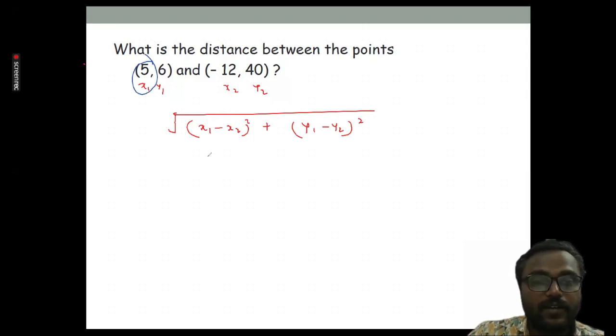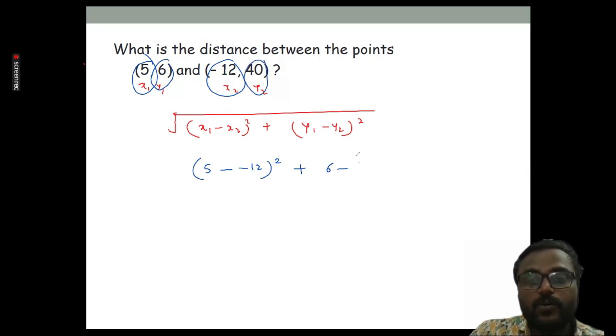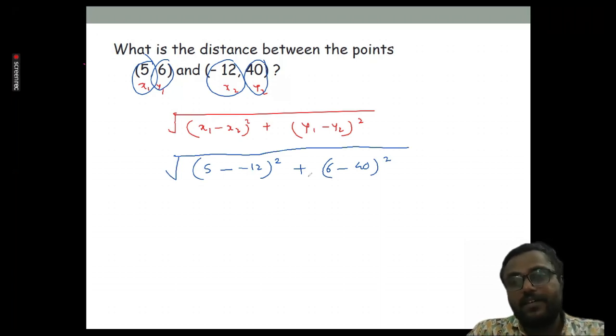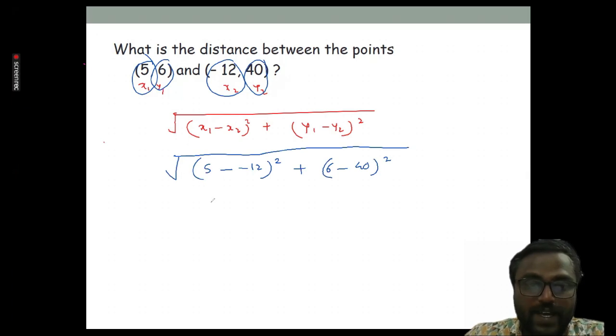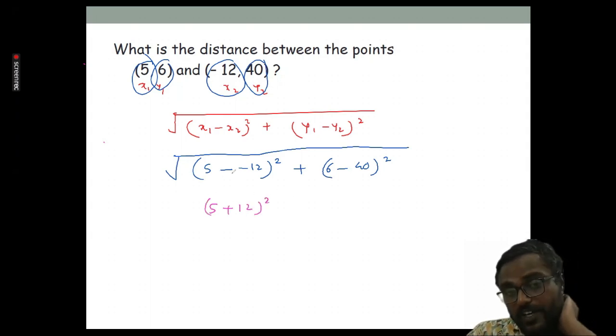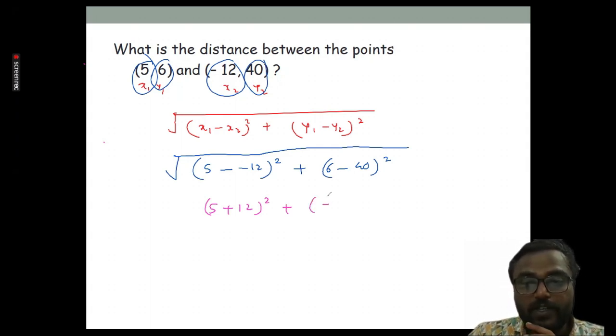What is x1? It's 5. What is x2? Negative 12. Square it, plus, what is y1? 6. What is y2? It's 40. Just square it and keep the whole thing under a root. Next, 5, this minus times minus will become plus 12 squared. So 5 plus 12 whole square plus 6 minus 40, which is negative 34 whole square.